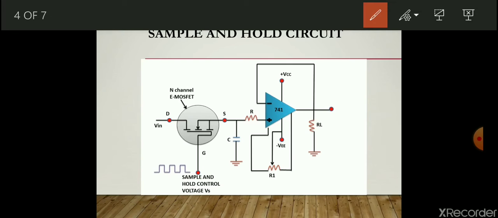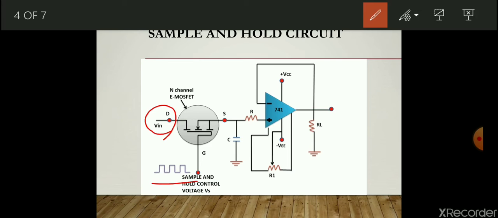Here we have the input voltage which we are going to sample and hold, and it is given to the drain terminal of the transistor. There is another input voltage, which is basically a square wave or pulses, and it is given to the gate terminal of the transistor. So we have two voltages given to the transistor: one is the input voltage and another one is the control voltage.